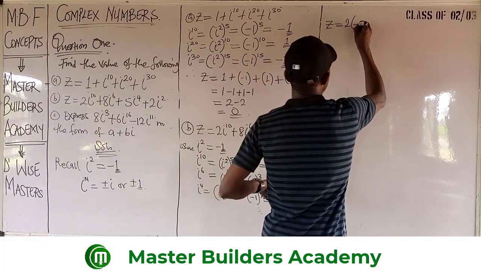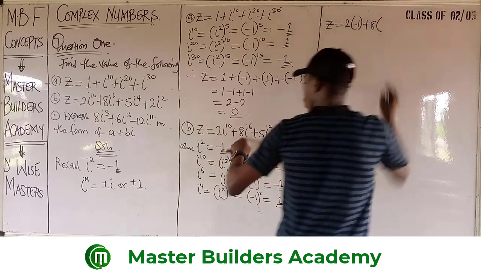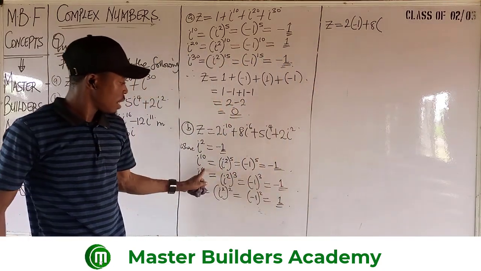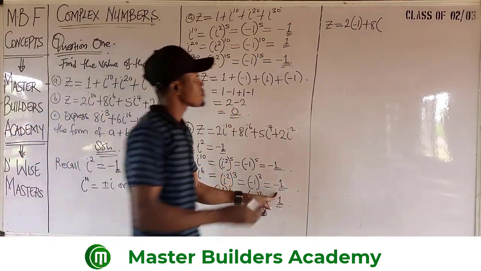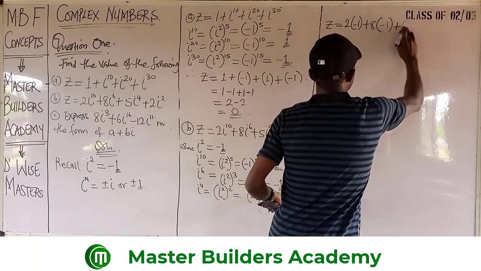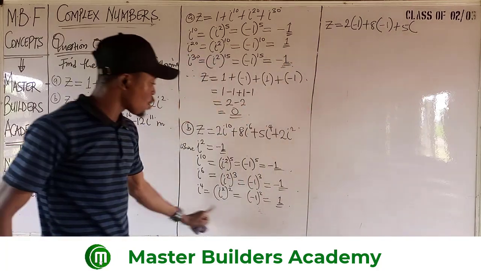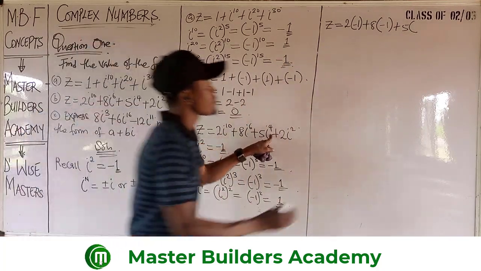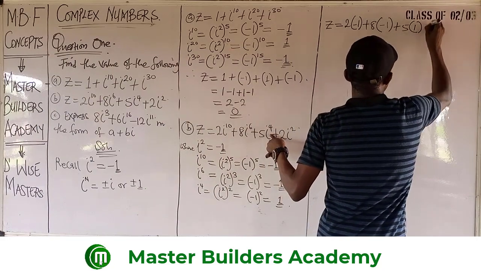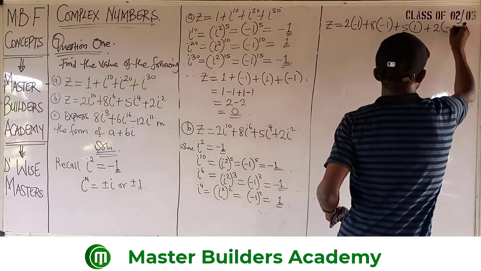So we have minus 1, plus 8 into I raised to the power of 6, which is also minus 1, plus 5 into I raised to the power of 4, which is positive 1. Then plus 2, I raised to the power of 2 is negative 1.